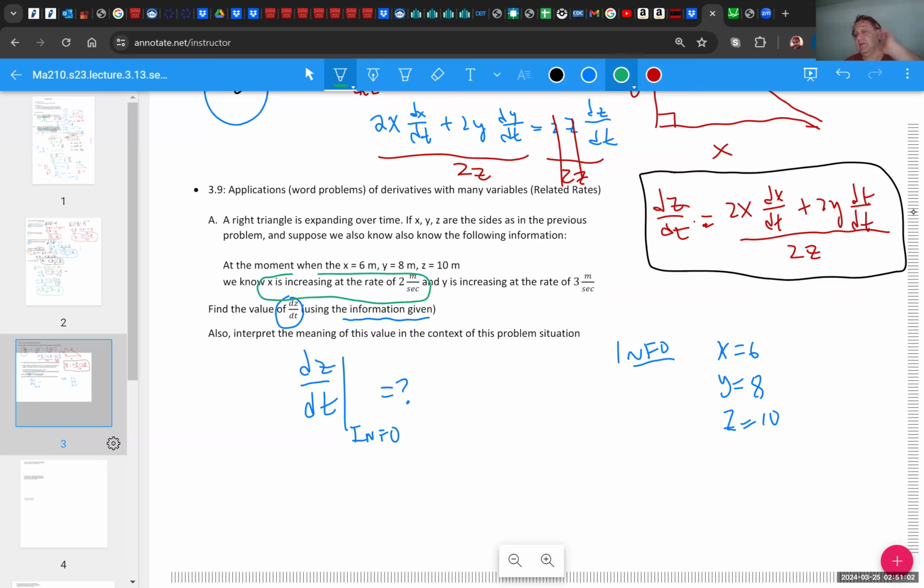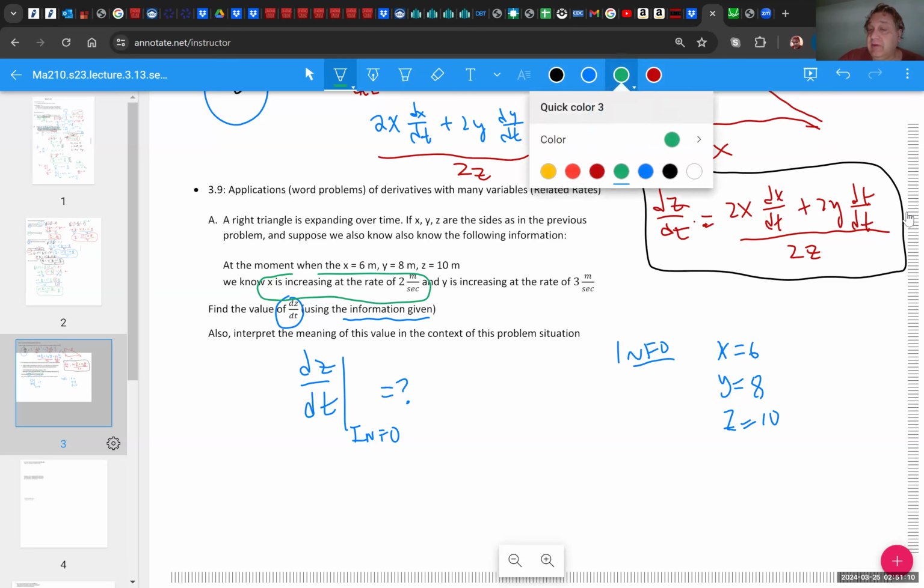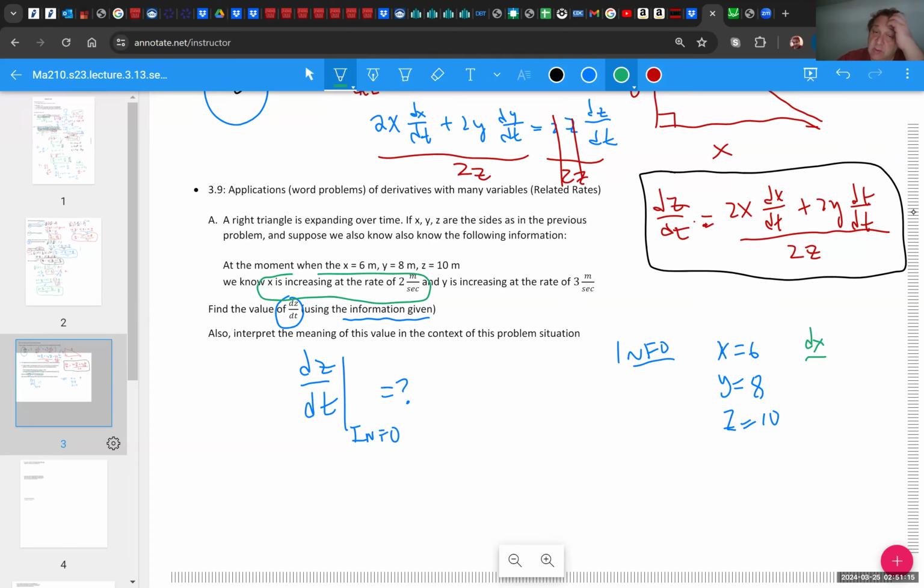So again, we need to write this using mathematical terminology. We need to be able to put it into our formulas. So x is changing, x is increasing, says a derivative. So x is changing is the change in x with respect to what? Well, it's with respect to time, because the rate is given as meters per second. So we know that's the change in x over the change in time. That's going to be our meters per second, and that's equal to 2. Similarly, we know that y is increasing or changing at the rate of 3 meters per second. So this is our info that we're going to use in the equation.